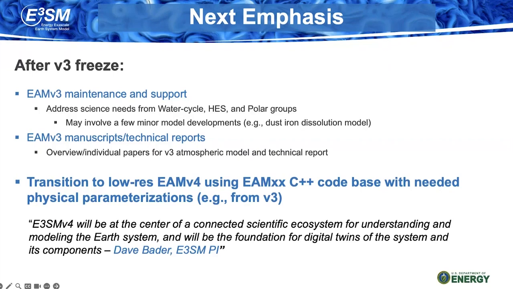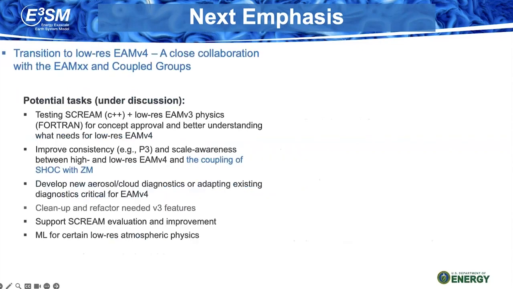This is based on the priority set by the E3SM, like Dave showed yesterday: the E3SM V4 will be the center of a connected scientific ecosystem for understanding and modeling the Earth system. So by achieving that goal, we also need the low-res E3SM for the V4, our next generation models. Here are a couple of ideas we have, what we could do, but those things are still under discussion. We probably will finalize in the next couple months, I believe.